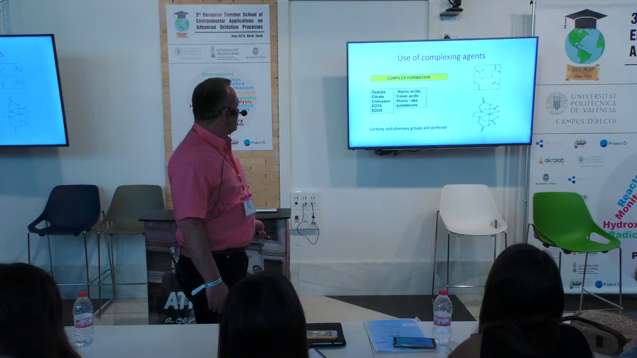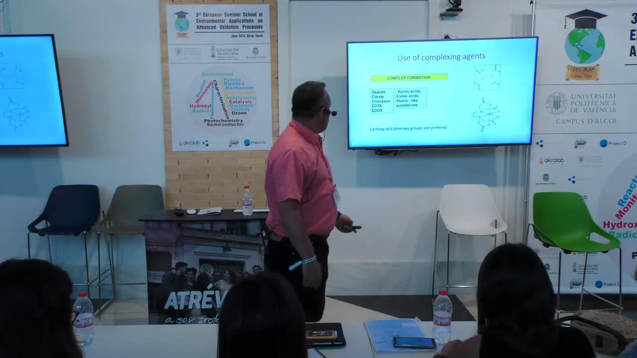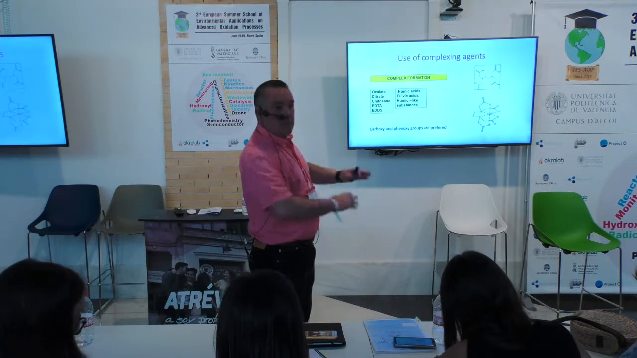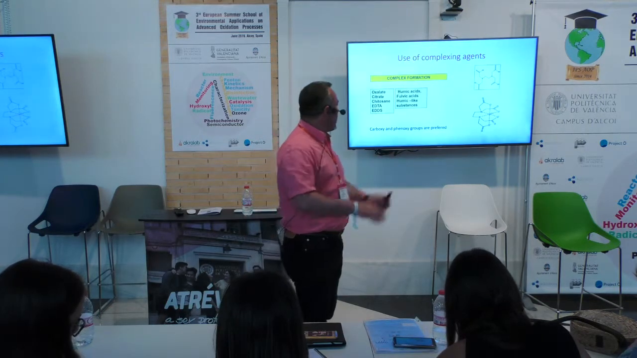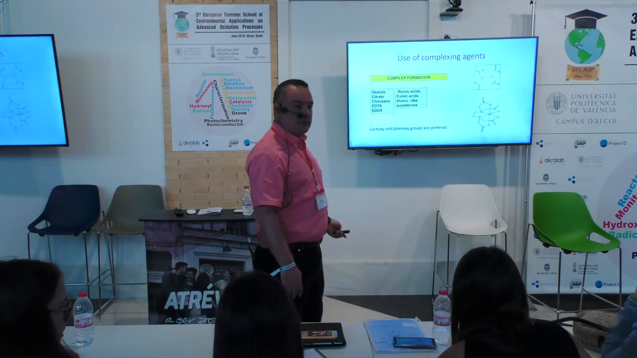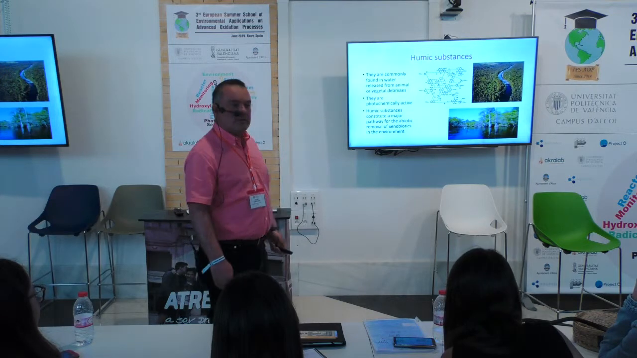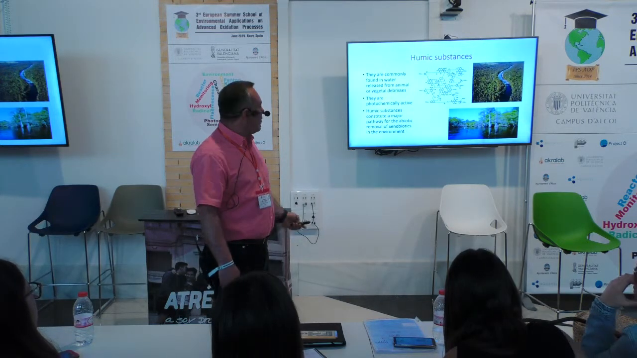Well, this is, as I told you before, complexation. We can use small molecules as complexing agents. You can also employ macromolecules, for instance, humic substances, fulvic acids, chitosan, substances of this kind. Here, something about humic substances that are found in natural waters.